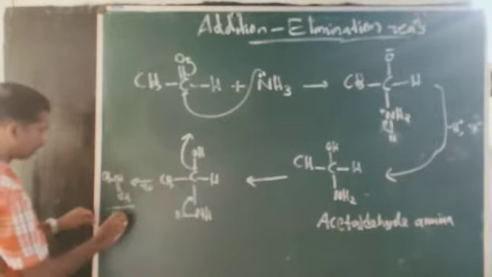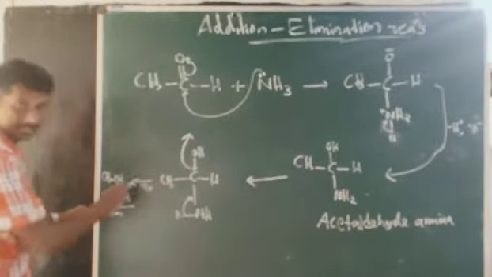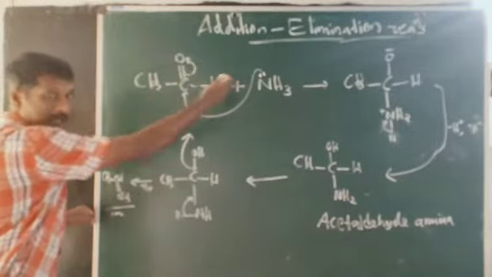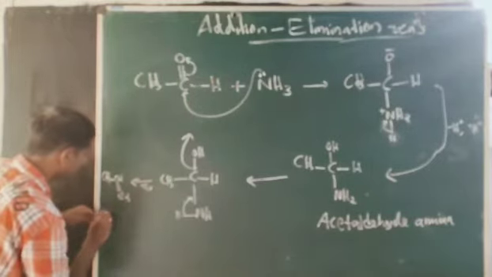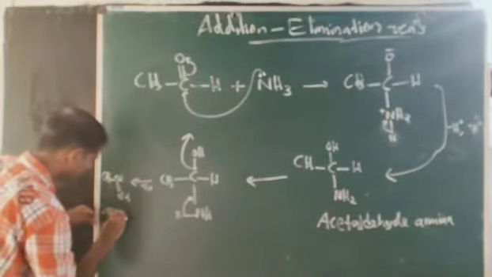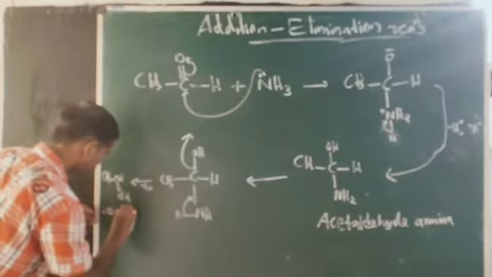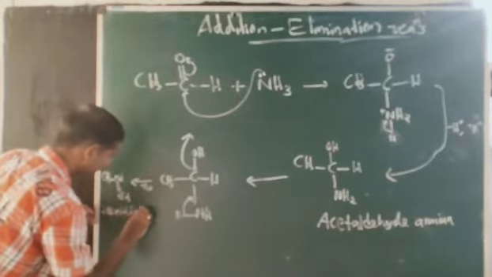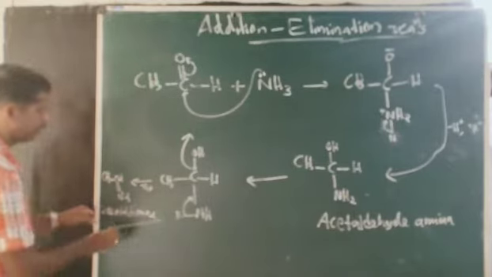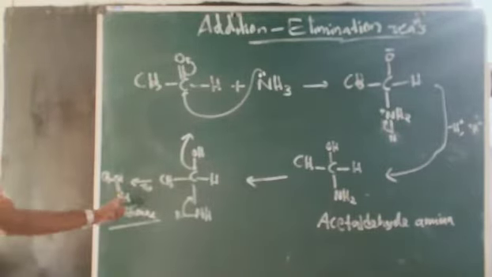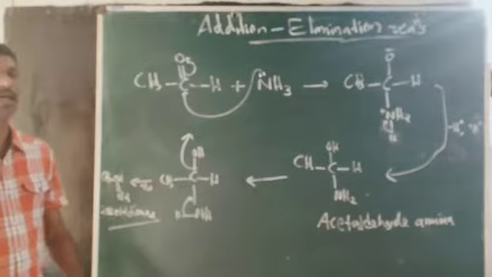This compound is known as acetaldimine, as we discussed in the first step. What is this one? This one is known as acetaldimine. Aldimine. Why are we getting aldimine? So acetaldimine, CH3CH double bond NH.